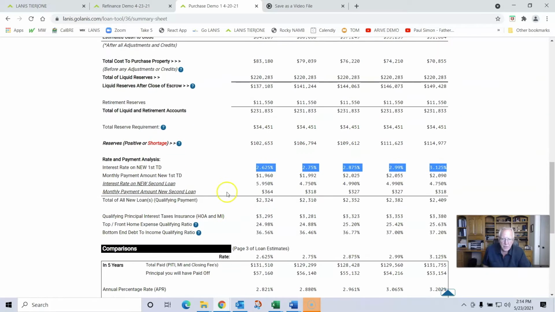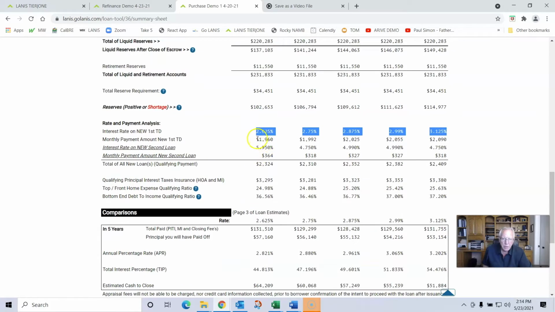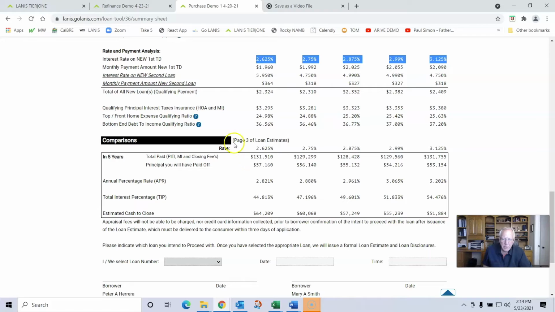The other thing that it does is show you your payment on your first and your second. Remember, we did a couple of examples here of what that might end up looking like. It also gives you your debt to income ratios, the top end and the bottom end. It also gives you the side-by-side comparison from page 3 of the loan estimate: what principal you will have paid off in 5 years. That's very important to understand.